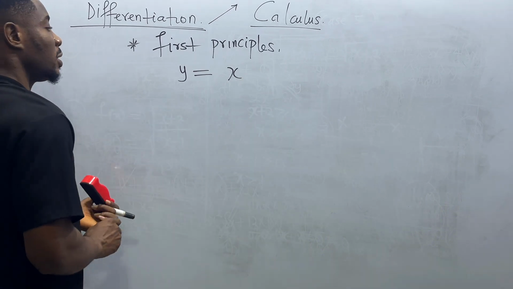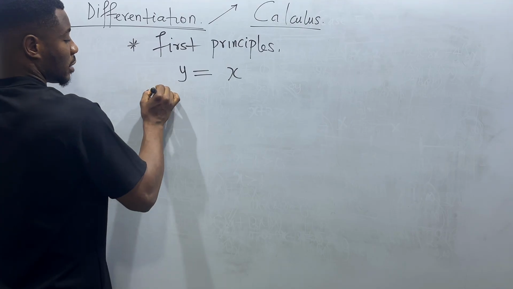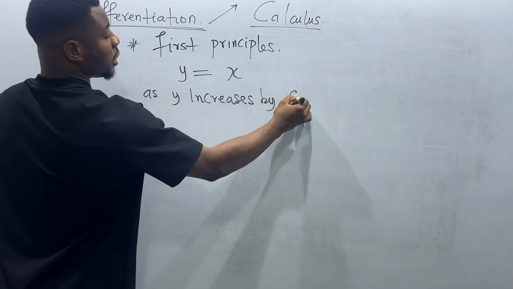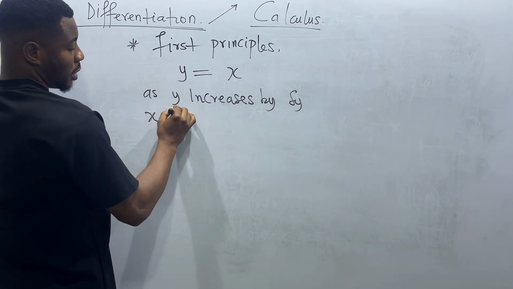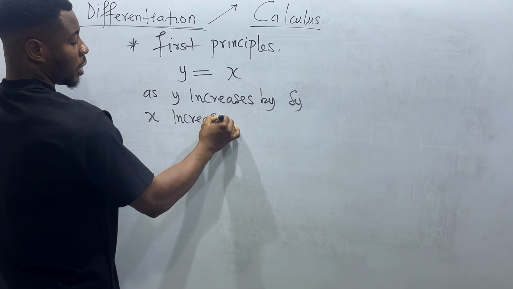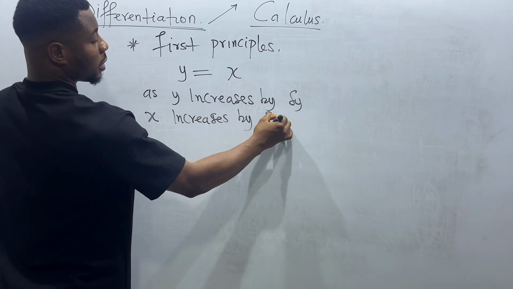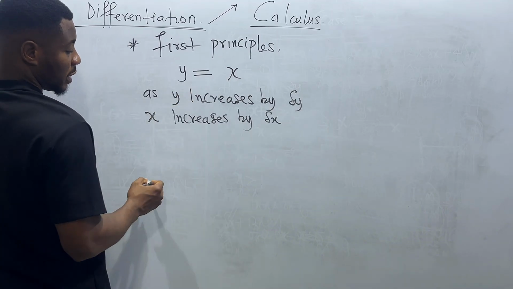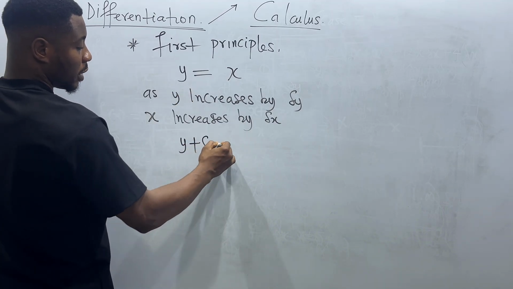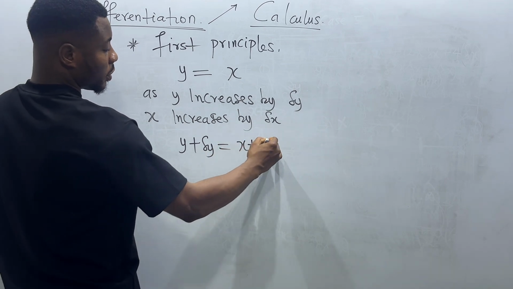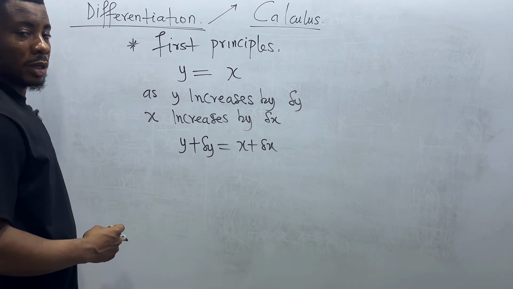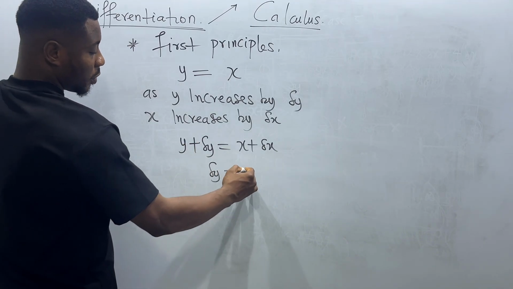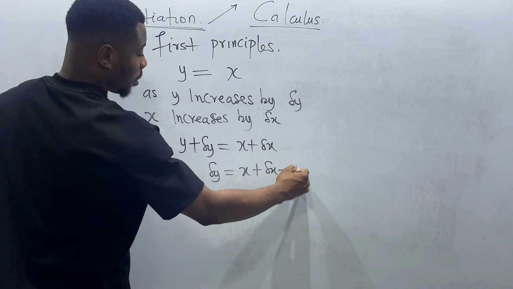So in the first step I would say as y increases by change in y, x increases by change in x. So it means that I'm going to do this. On the left hand side, I'll say y plus change in y is equal to x plus change in x. Now at this point, let's make change in y subject. So I can say change in y is equal to x plus change in x minus y.